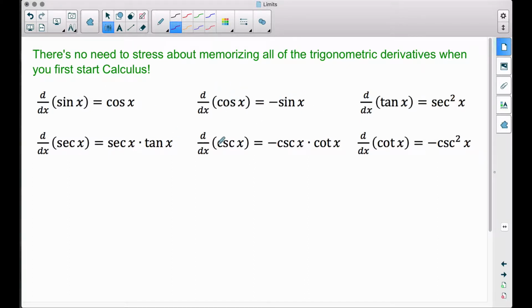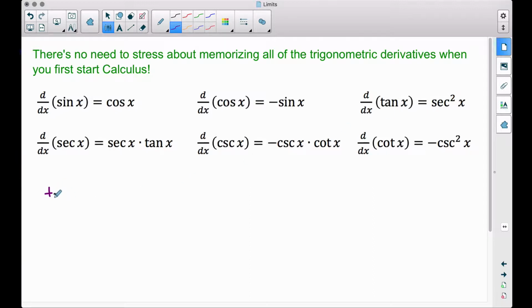If I ever forget these, I can apply the quotient rule and derive these derivatives, so I don't even stress about memorizing these. And the more you practice with the quotient rule, the better and faster you will become at applying it. So with that said, let's look at tangent. How do we get the derivative of tangent to be secant squared?